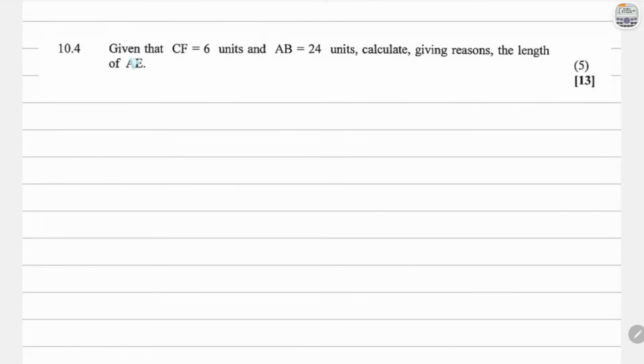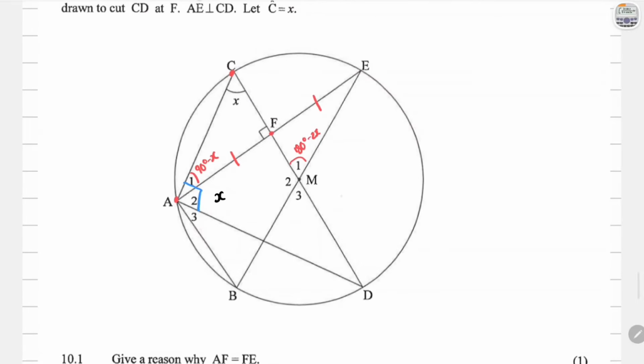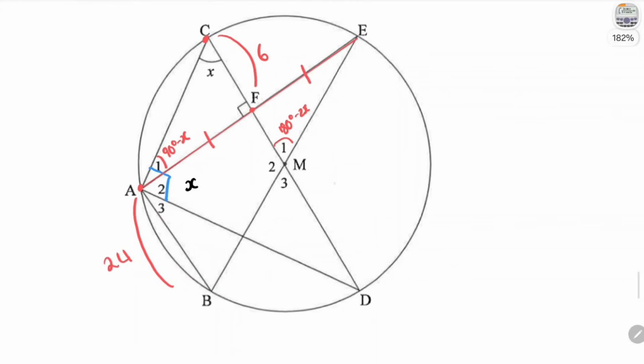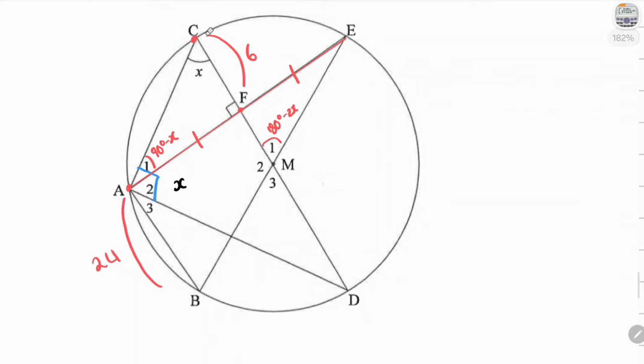Question 10.4 says, given CF is equal to 6 units and AB is equal to 24 units, calculate, giving reasons, the length of AE. Okay, so let's look at our diagram. If we are told that CF is 6 units and AB is 24 units, we need to find the length of AE. Okay, so they're giving us lengths in this triangle over here and this triangle over here.